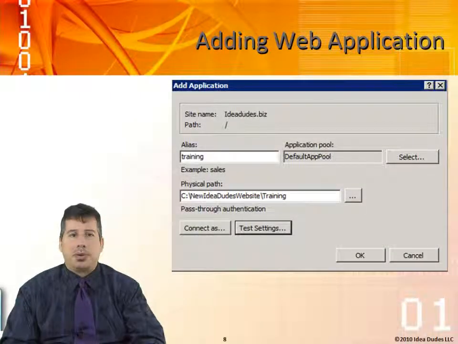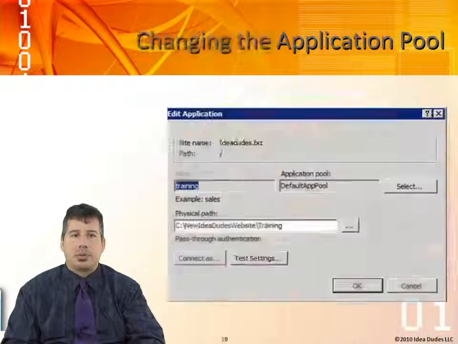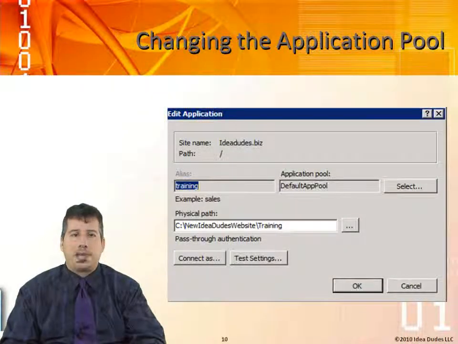So to add the web application, we just go in and use the Add Application Wizard. You can see right here I'm creating one called training. I'm going to put it in the default pool, DefaultAppPool. And the physical location is actually going to be under the new Idea Dudes website and /training. Now, web applications are a grouping of content at the root level of the website or a grouping of content in a separate folder.